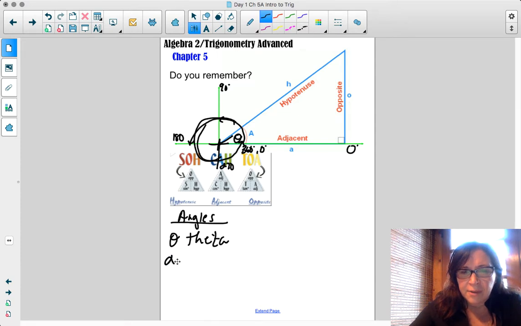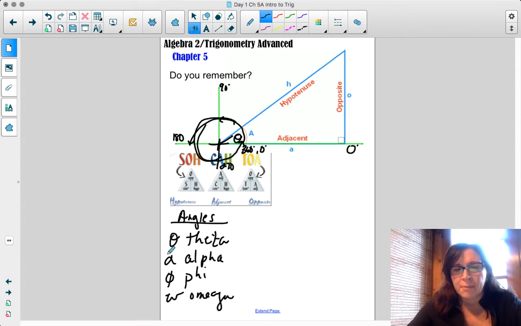We have this one, which is alpha. We have this one, which is phi. We have baby omega. There you go. Most of the time, I'm going to either use theta or alpha to represent my angle, but occasionally you'll see these other angles, and there's other ones too, but these are the main ones. So you put yourself at this angle right here, this being theta.